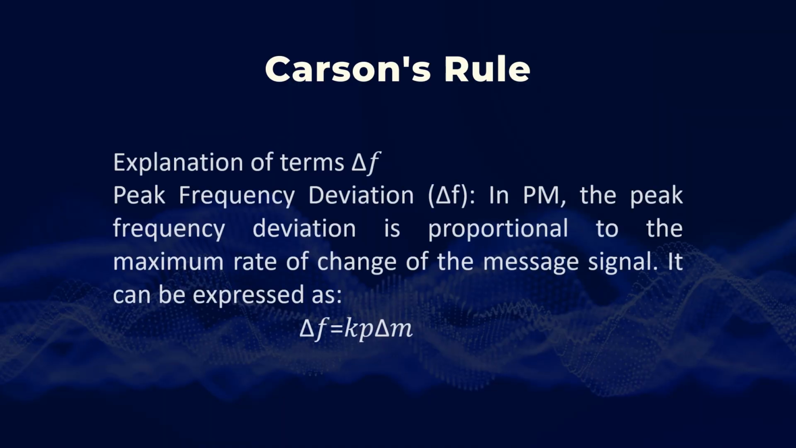The bandwidth of the PM signal is determined by the range of these sidebands. There is an important term, that is the peak frequency deviation, del f. In PM, the peak frequency deviation is proportional to the maximum rate of change of the message signal. It can be expressed as del f equals Kp times del m, where del m is the peak amplitude of the message signal.